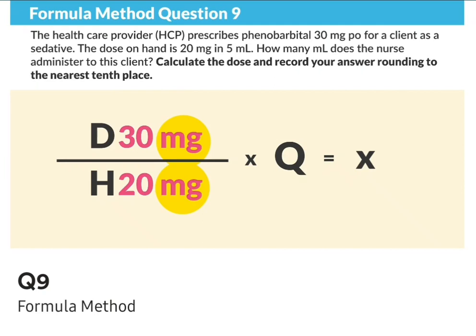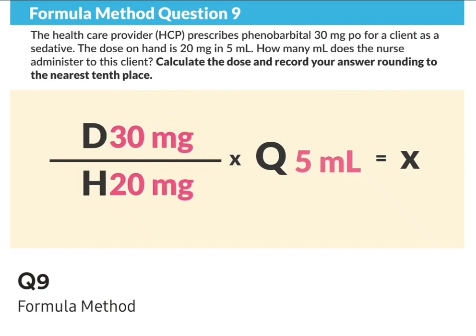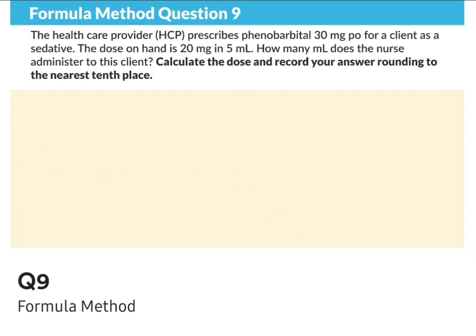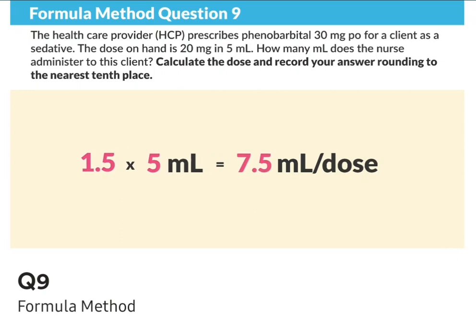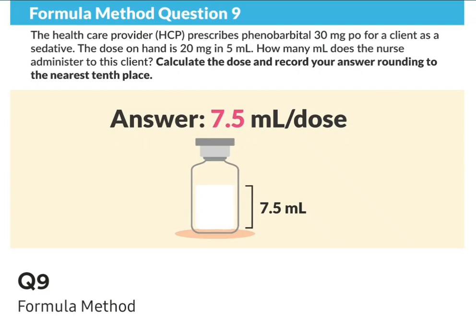Now moving on to Q. Q is simple, 5 mLs. So your formula should look like this: 30 over 20 times 5 mLs. 30 divided by 20 is 1.5, and 1.5 times 5 mLs is 7.5 milliliters per dose. So the correct answer is 7.5 mLs.